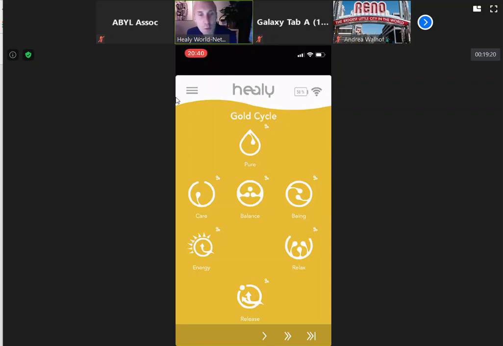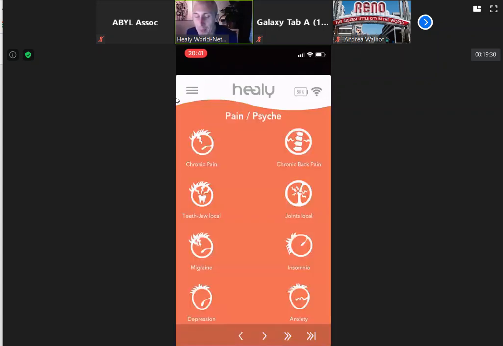But if you want to go more into special programs, then you can go to the Pain and Psyche programs. So in the Netherlands and most parts of the world, we can say Pain and Psyche, but in the USA, it is called different, and you see numbers instead of the real things. So we can have chronic pain, teeth, jaw, local, migraine, depression, chronic back pain, joints, local, insomnia, and anxiety.